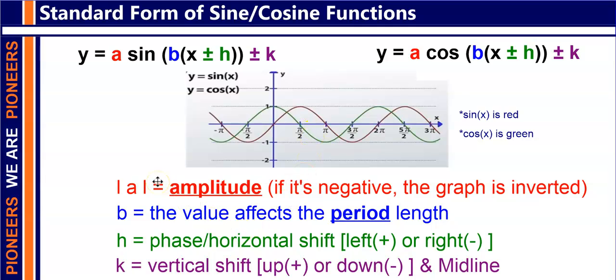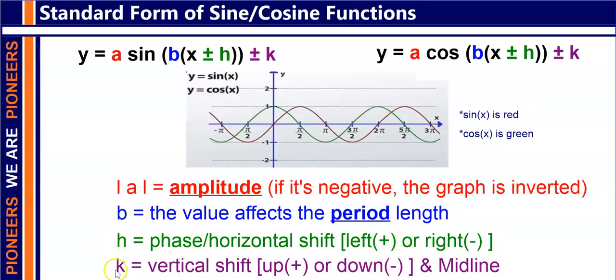Now there are 4 parts to the standard form itself. A is for the amplitude, which is like a height or the mean height of the graph itself. If it's negative, the graph is inverted. We'll get to that in a different video. B is not specifically for the period, but it does affect the period length. We'll talk about that later.